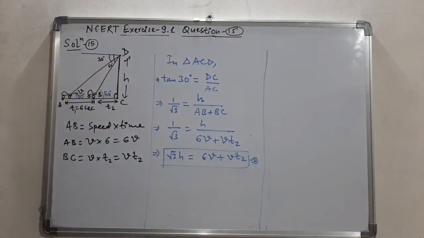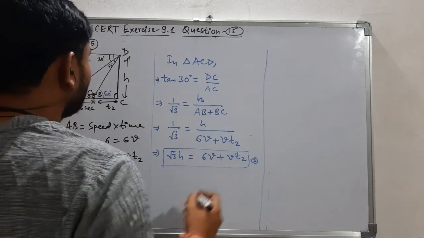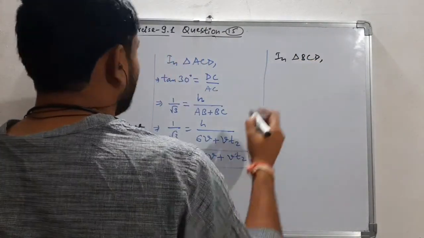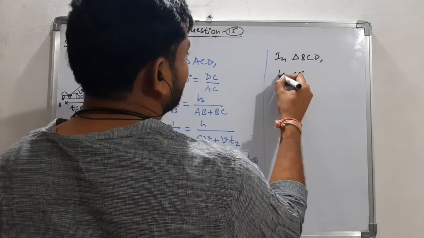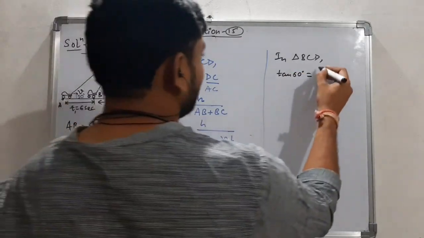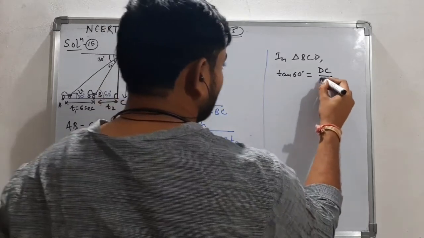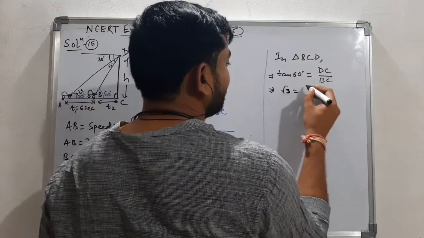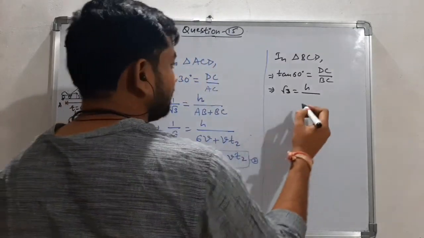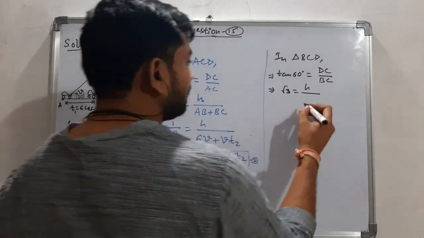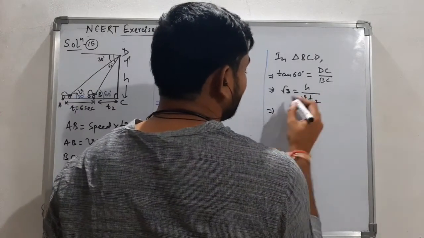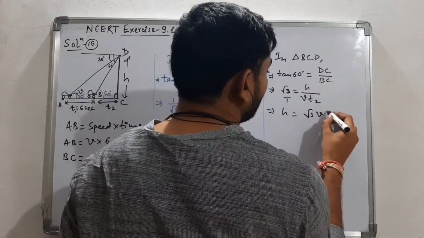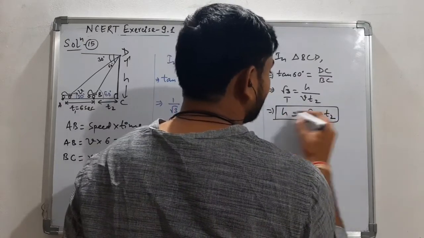So let us come to the other triangle here. This is triangle BCD. So in triangle BCD, the angle is 60 degrees. So tan 60 is equal to the perpendicular DC upon the base BC. Tan 60 degrees is root 3, and BC we have assumed as H, and BC is nothing but what we have calculated, VT2. So H from here is coming out to be root 3 VT2. This is our second result.